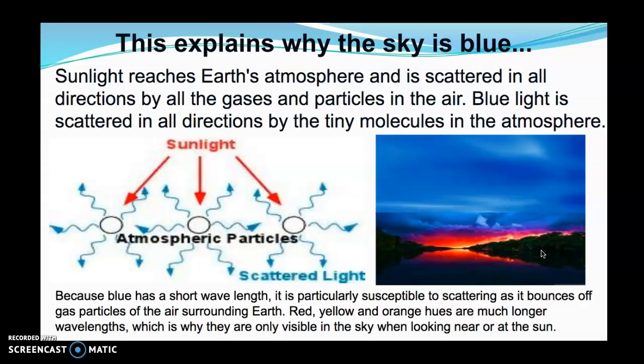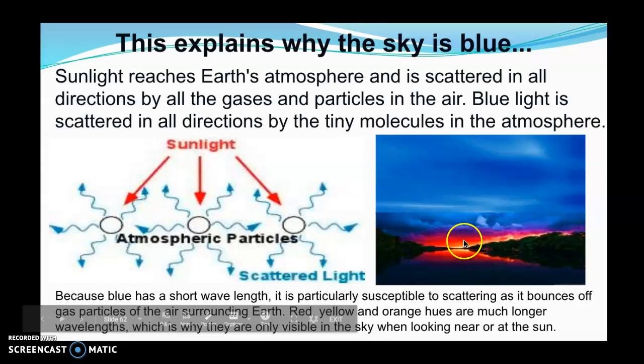The sunlight reaches the Earth's atmosphere and is scattered in all directions by the gases and particles in the air. Imagine if we had a thin piece of atmosphere. It would look like a mirror, right? But it's not. These little molecules are everywhere. And once again, blue light is much more violent. It goes back and forth much more often. It has a higher frequency. So it just ends up interacting more. It ends up bouncing off more stuff than the red light does, and the yellow light does, and the green light does.